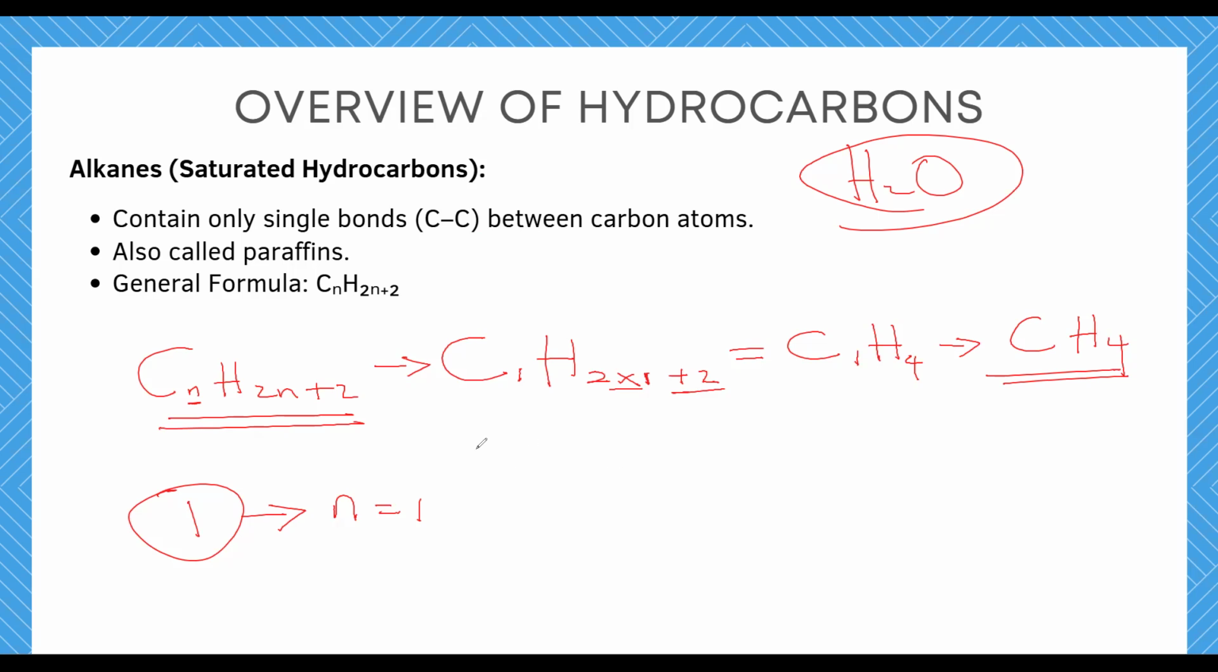Good. So now if we have 3 carbon atoms, what would the molecular formula for the alkane be? Calculate it for me and let me know. If the number of carbon atoms is 3, I want you to use this formula for alkanes to calculate what the molecular formula will be. Can you do that? Go ahead. I'm waiting. What would the molecular formula be?